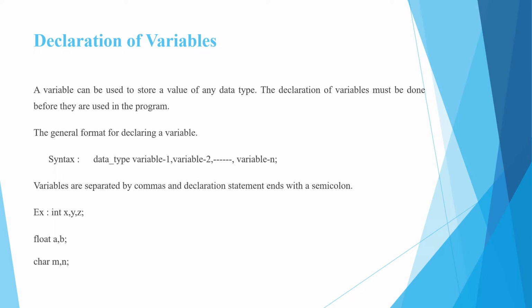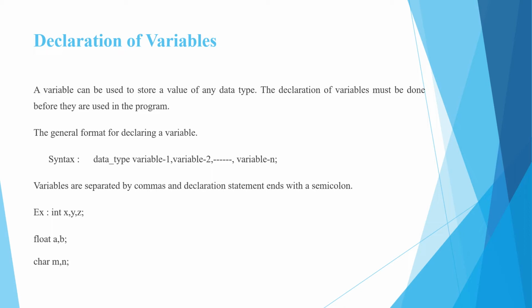Then we move on to the next slide, declaration of variables. A variable can be used to store a value of any data type. The declaration of variables must be done before they are used in the program. The general format for declaring a variable is: data type space variable1, variable2, up to a number of variables. These variables are separated by commas and this declaration statement ends with a semicolon or a terminator.